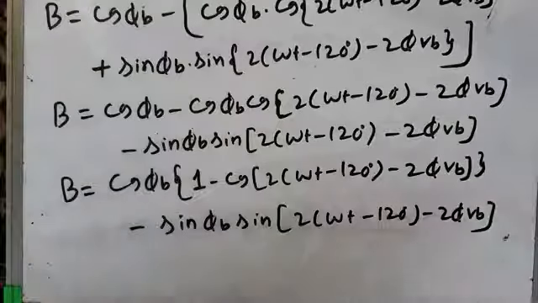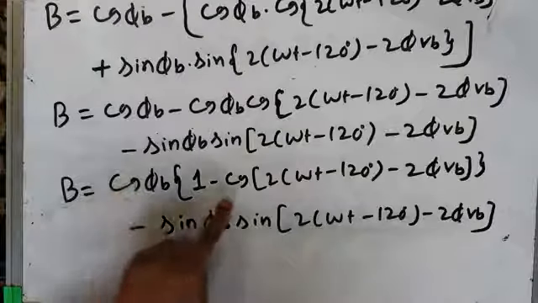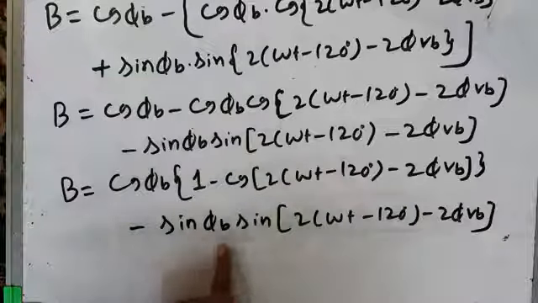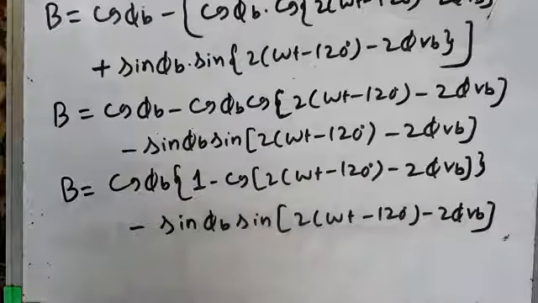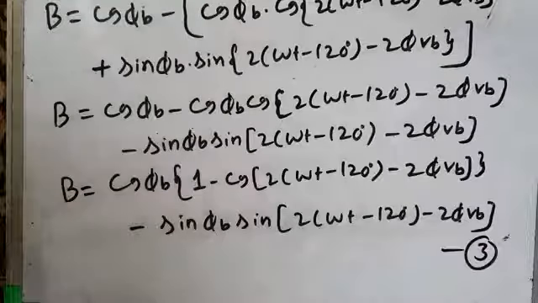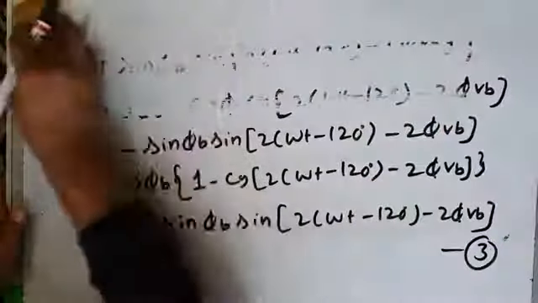Let me verify whether I have done it correctly or not. It's cos phi b times 1 minus cos of 2 omega t minus 120 degrees minus 2 phi vb, minus sin phi b. Yeah, it's absolutely right. Let me call this equation 3. This is the equation for b. Now similarly, I will get the equation for c.